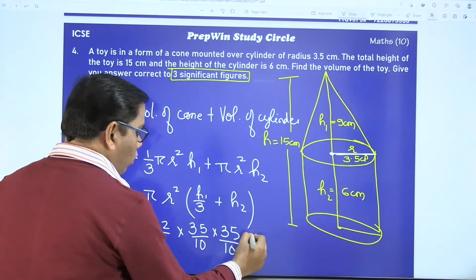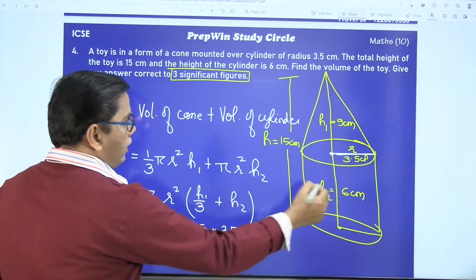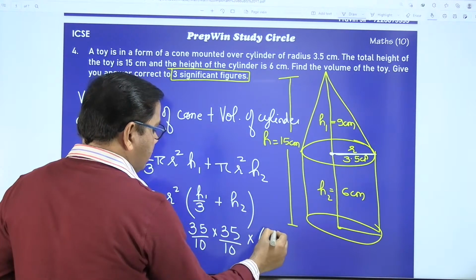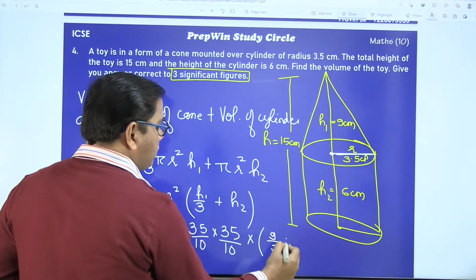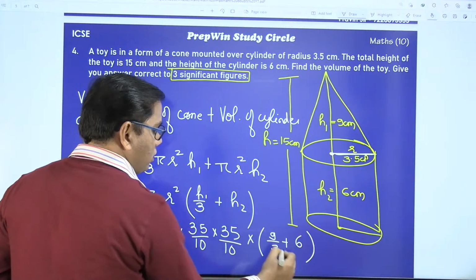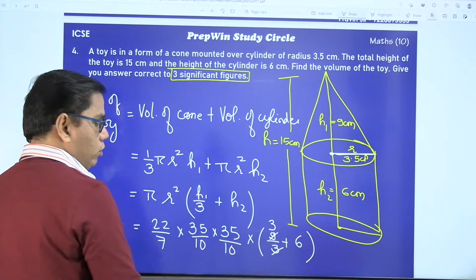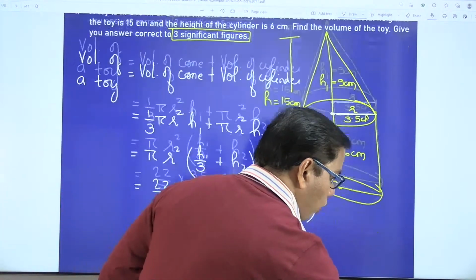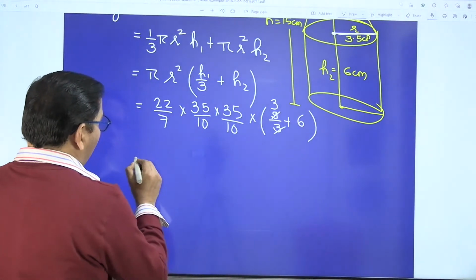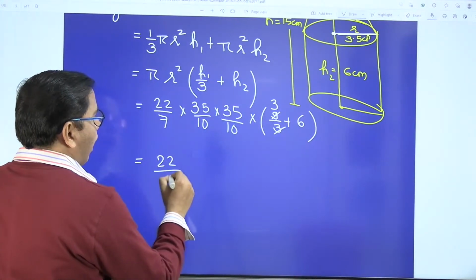Okay, into h1 upon 3. What is h1? That is 9 upon 3, plus h2. H2 is what? 6. So this is 3 into 3 is 9. So what do I get now? I'll do all the cancellation in one single step.